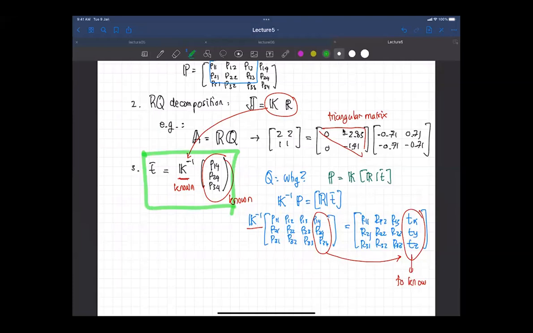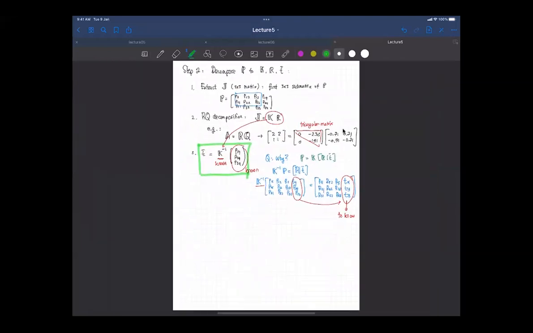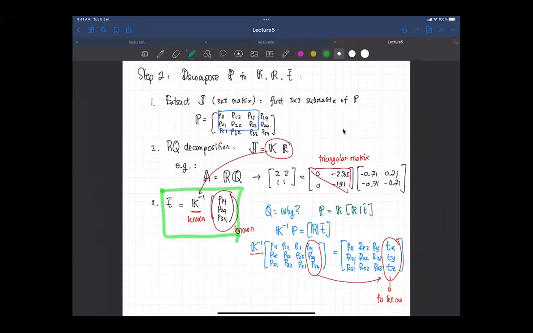Is it understandable? Okay, so that's it. As I mentioned, it's very, very mechanical. You just follow the steps here, and that's it. Then you can decompose P into KRT. Of course, there are many questions of why. Step number two, for example, I didn't explain why we have to do it that way, but you can find the explanation in the textbook if you want to know the reason for step two. Any questions so far, anyone?